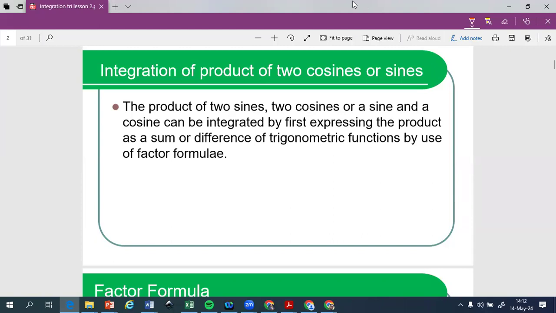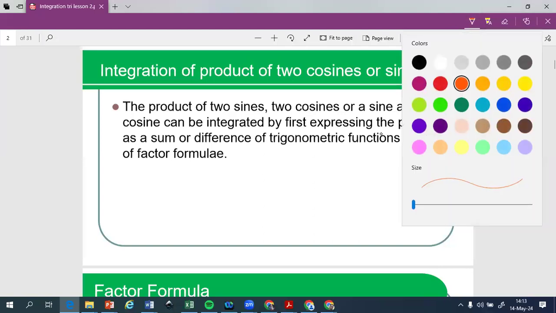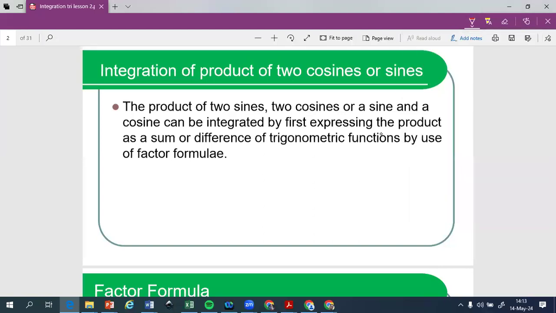When they talk about product, they're talking about multiplication. An example of what we call the product: I think some of you have been meeting integrals where you have sin x cos x dx. So this is a product of sine and cosine. But this one is very easy.